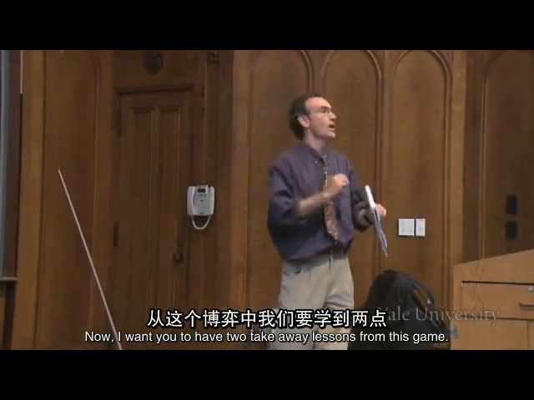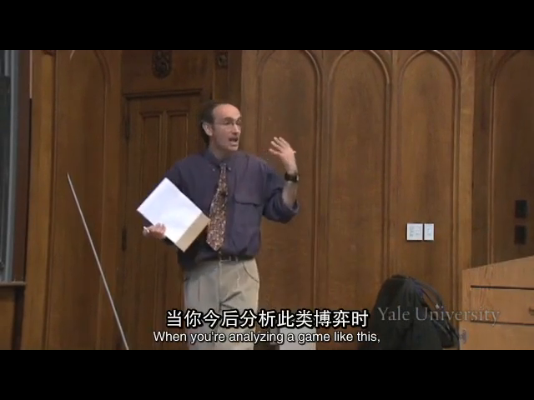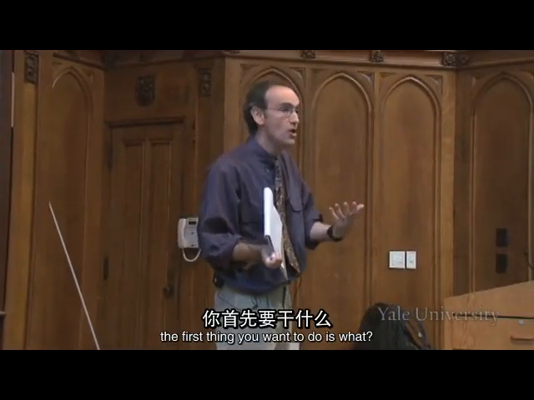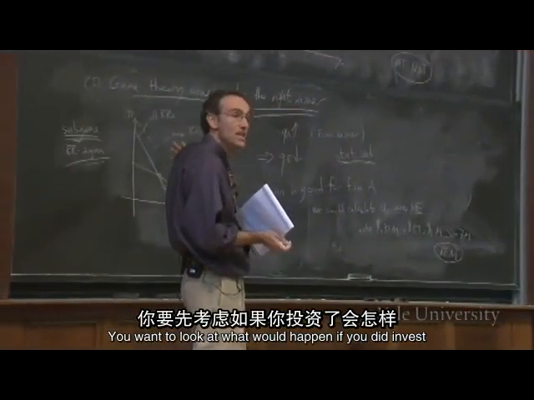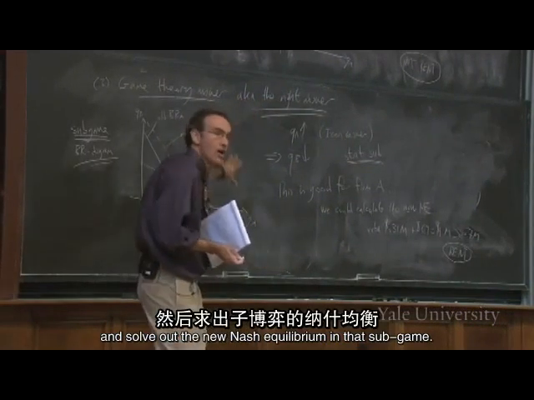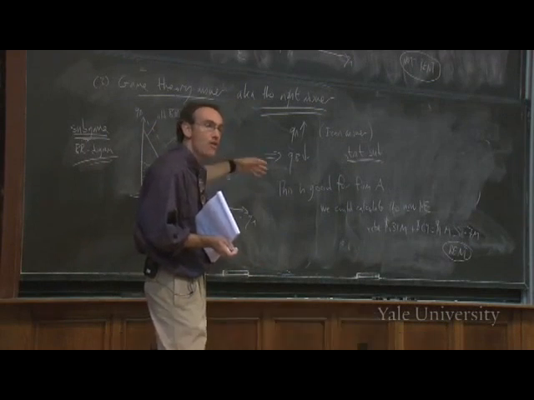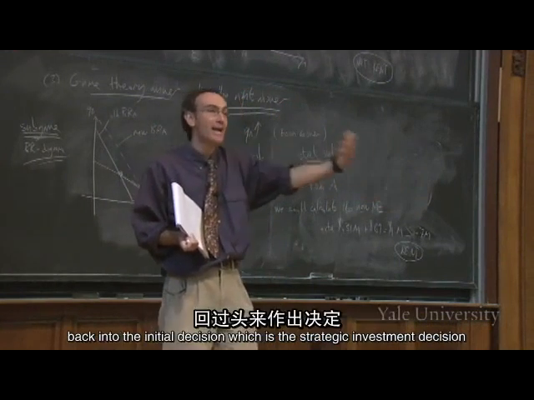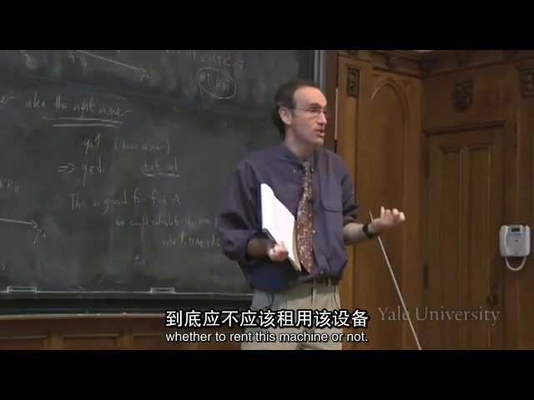Now I want you to have two takeaway lessons from this game. The first takeaway lesson is this. When you're analyzing a game like this, be it in the real world or in a job interview, the first thing you want to do is look at the subgame. You want to look at what would happen if you did invest and solve out the new Nash equilibrium in that subgame. Then you want to roll back the value of that subgame back into the initial decision, which is the strategic investment decision, whether to rent this machine or not.